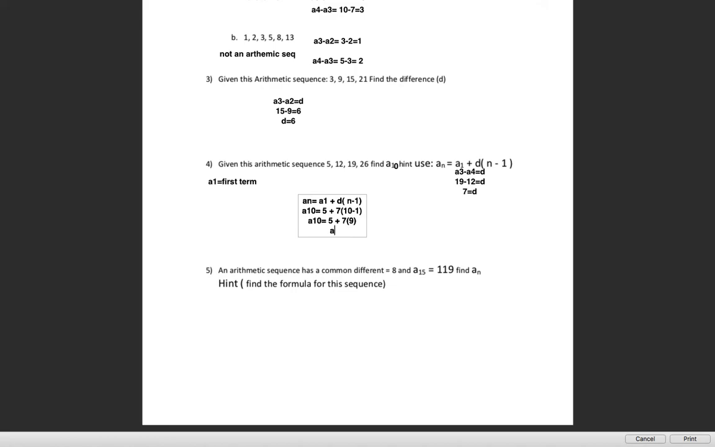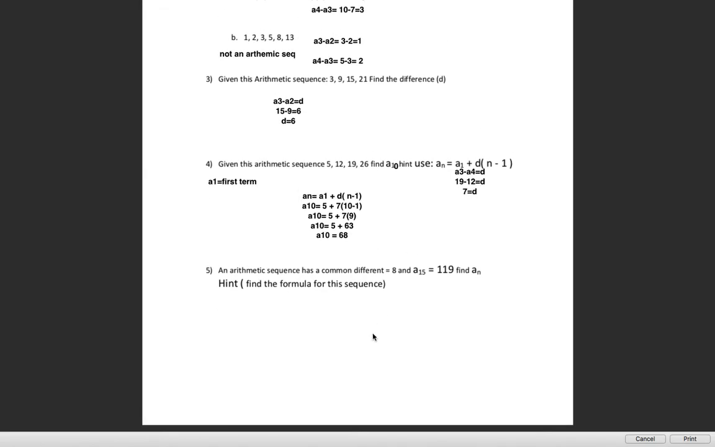Now we're going to BEDMAS again. Are we going to add 5 plus 7 or times 7 times 9? According to BEDMAS, multiplication does override addition, so we are going to multiply 7 times 9, which is 63. And finally, we're going to do our last step. A10 equals, what's 5 plus 63? Well, it is 68. So A10 in this sequence is 68.